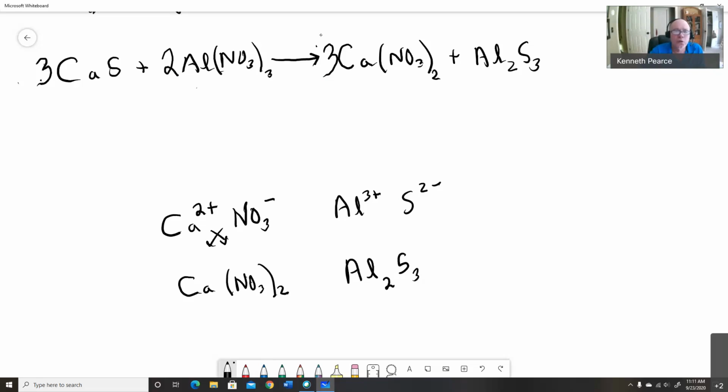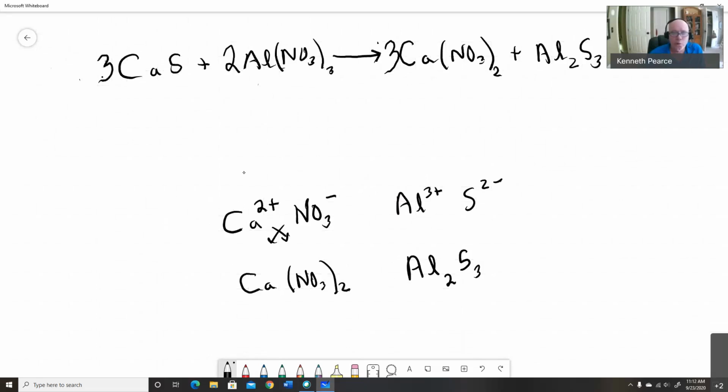And I see I have 2 aluminums on the left. I have 2 aluminums on the right. And I have 2 times 3 in the parentheses on the left-hand side with the aluminum nitrate. That gives me 6 nitrates. And I have 3 times 2 in the parentheses for the nitrate, and that gives me 6 nitrates on both sides. So now this equation is balanced. Okay, so when we have the balanced equation, we call that the molecular equation.